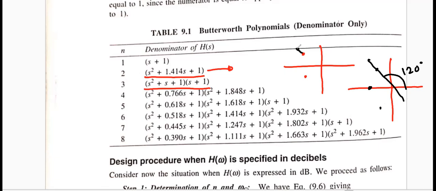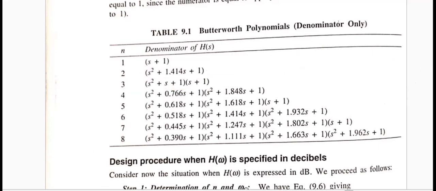However, in the case of the second order filter, this angle is 135 degrees, and that is the difference, because sometimes we can misunderstand that in the case of a third order filter, this expression should be exactly like this. That is not true, because for each and every filter, of course, the angles are different.